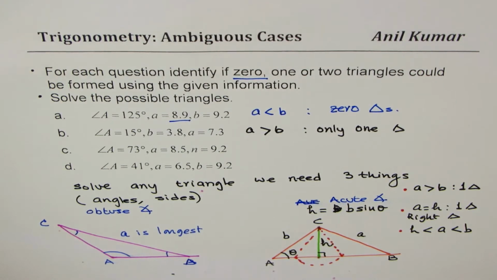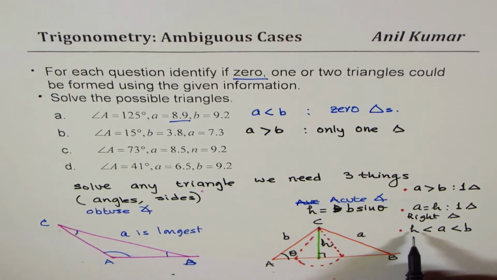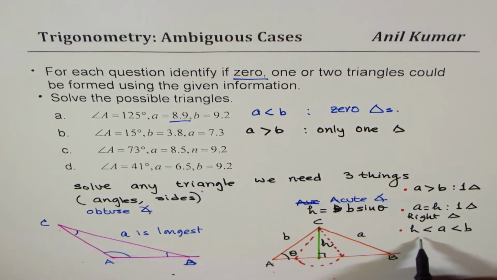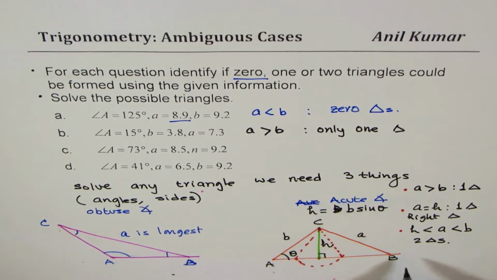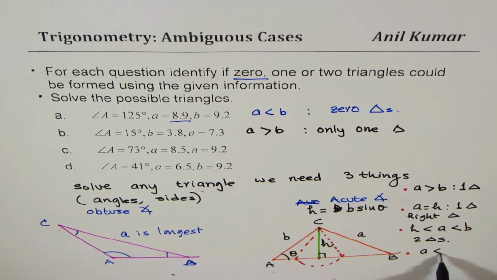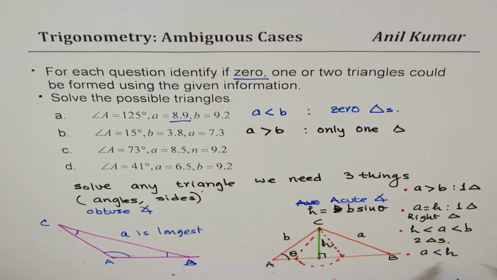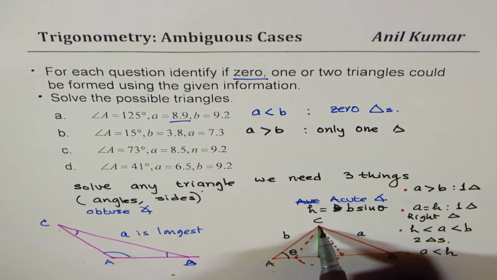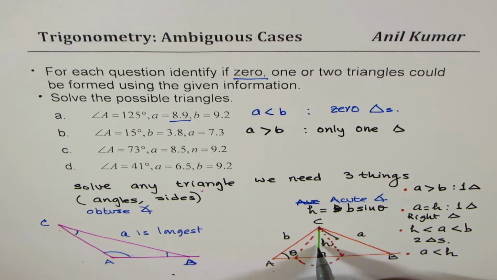Correct? So we have two triangles if A is between the height and this. Correct? So that leads to two triangles. The last case here is that A is less than height. So if A is less than height, in that case we cannot form any triangle, since then it is very short and it cannot reach here, right? So if, let's say, A is only this much long, then you cannot form a triangle, as you can see here, right? You cannot form a triangle.